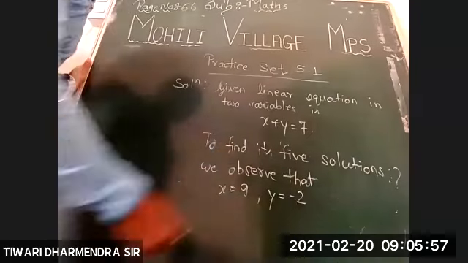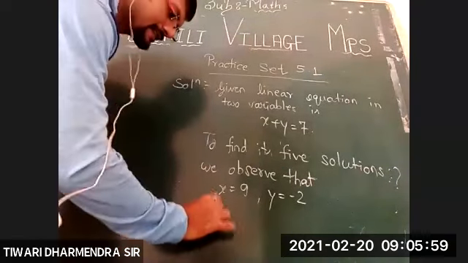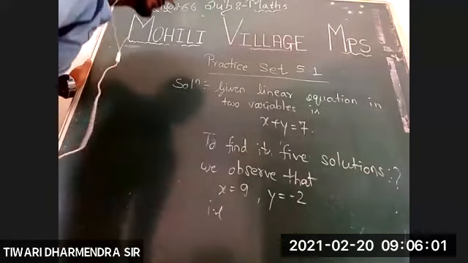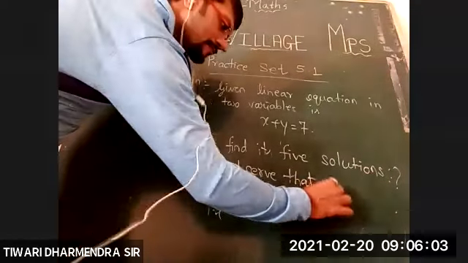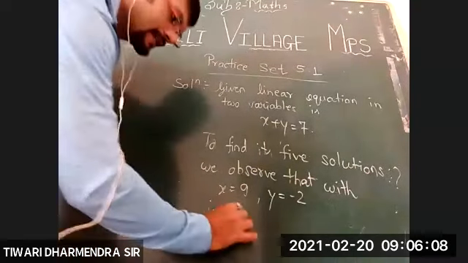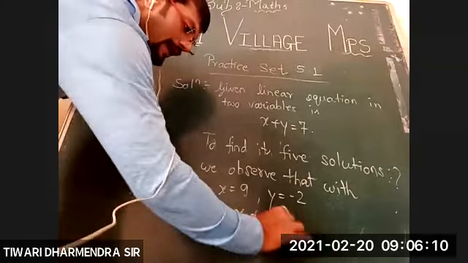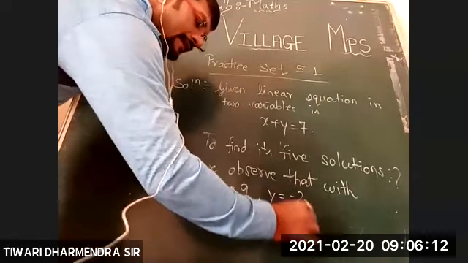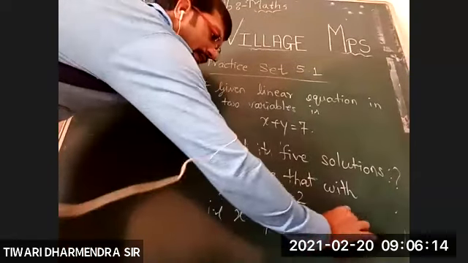x equal to 9 and y equal to -2 will satisfy the condition. That is, observe that with x equal to 9, y equal to -2, x plus y, where the value of x is 9 and the value of y is -2, is 7.